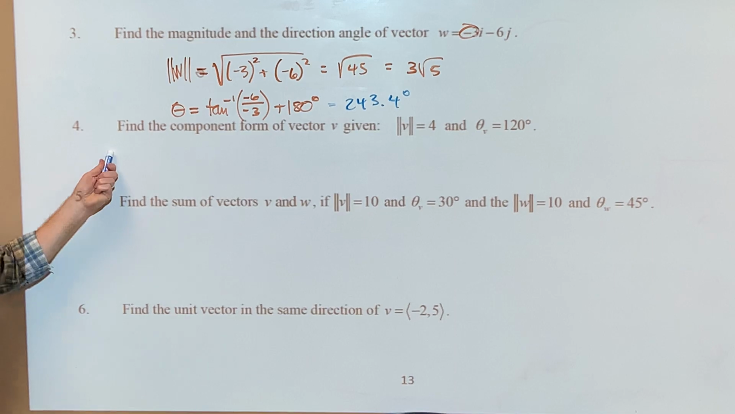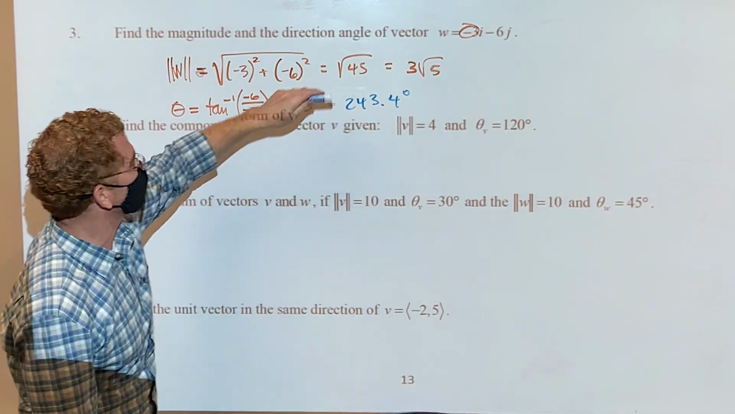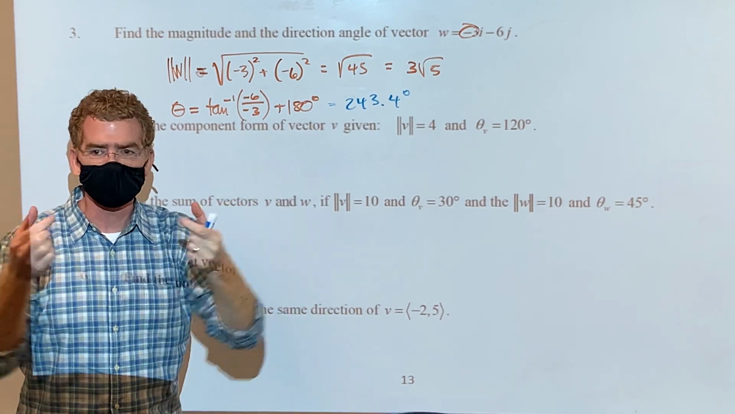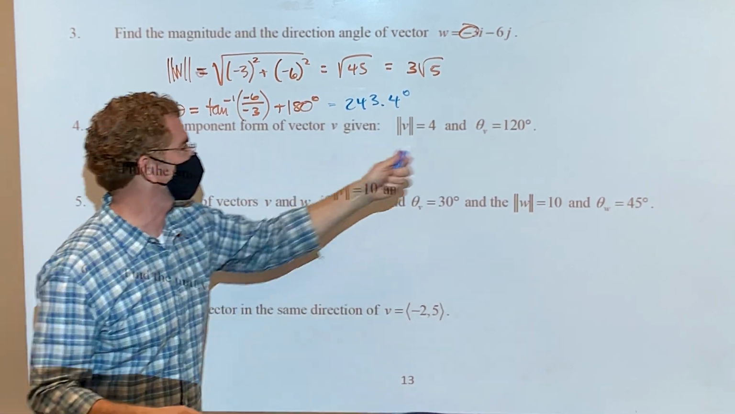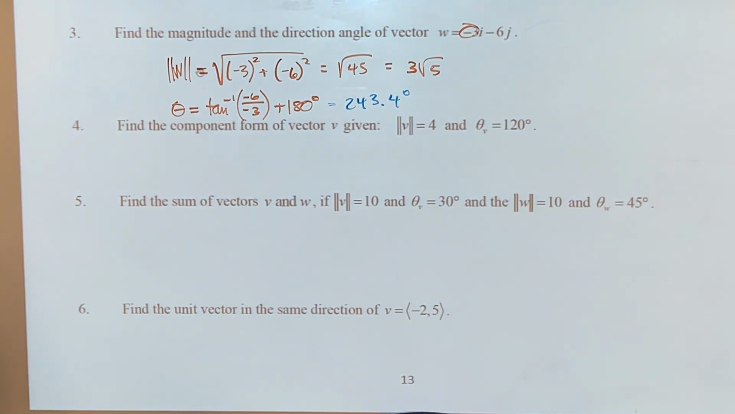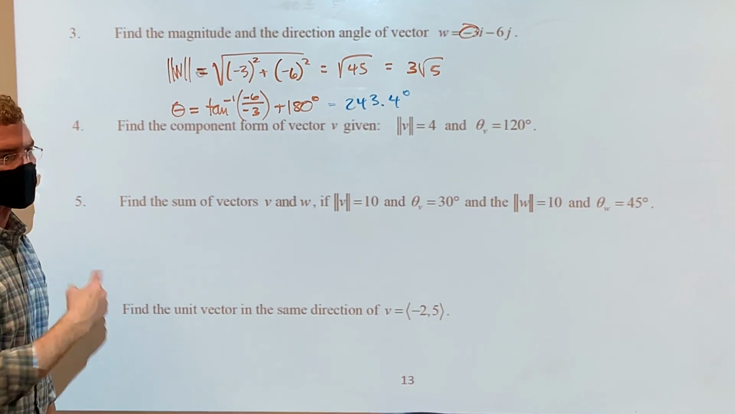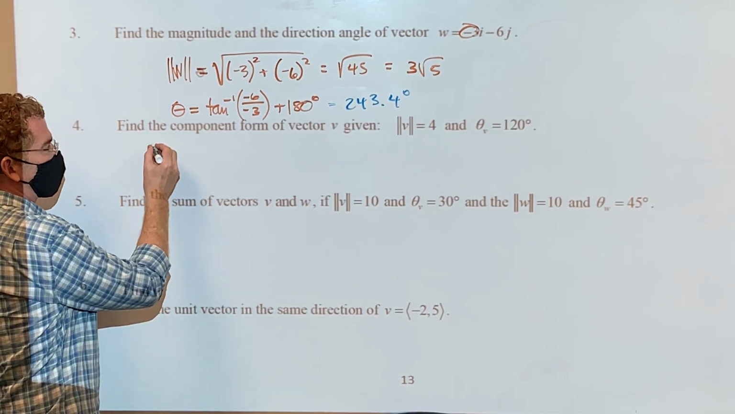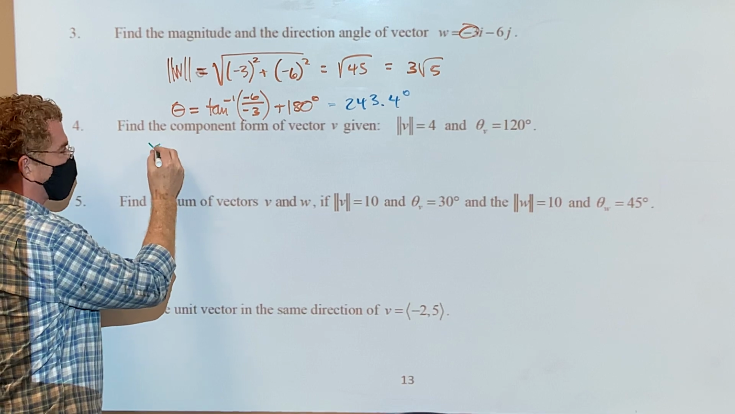All right, component form. Now component form is like the brackets with the two components, right? How do I get those two components if I have the angle and the magnitude? We talked about this yesterday. Who remembers? If you don't know it, put a star by it. Yeah. Do 4 times the cosine of 120 to find the x, right?